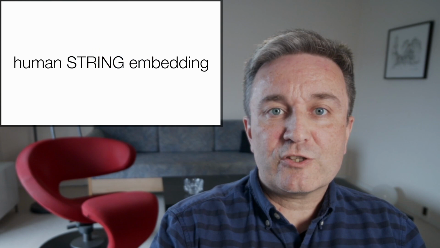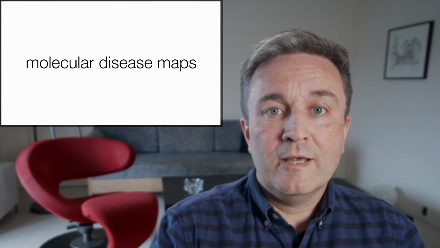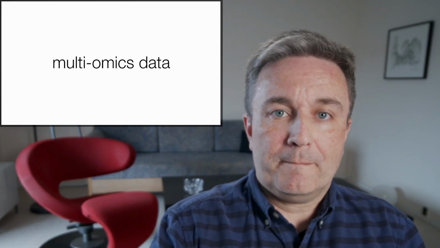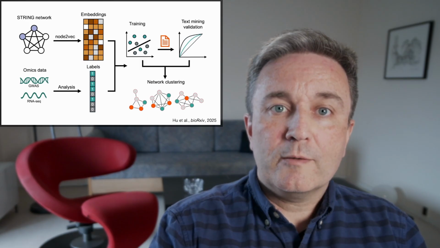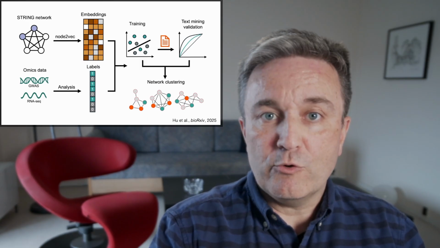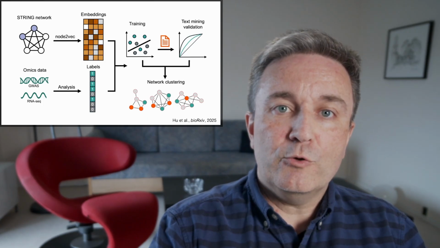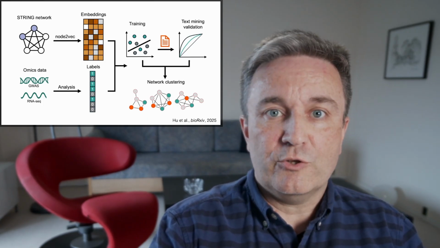Since moving to ZS, we tried using the same approach, now focusing on human STRING embeddings, to make molecular disease maps starting from multi-omics data. We use the following workflow for it. The STRING network provides our feature vectors through Node2Vec, whereas disease-specific omics data allow us to do protein labeling in terms of proteins that are relevant or not relevant to a disease in question.